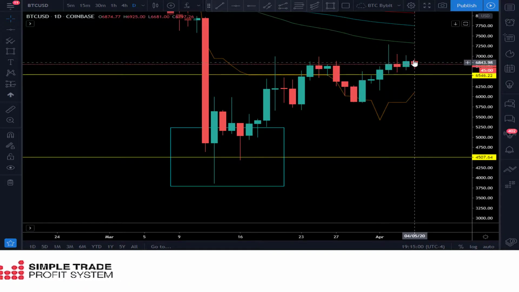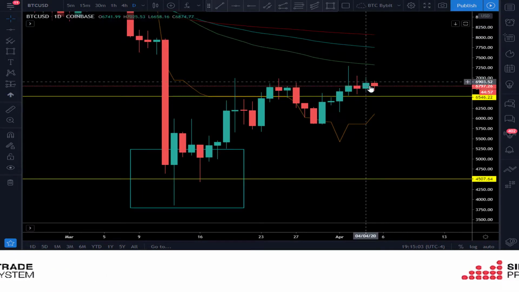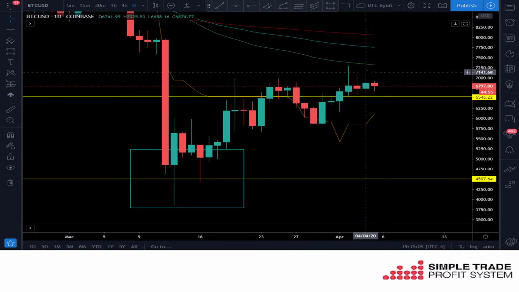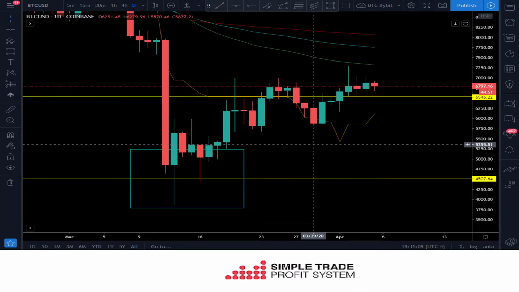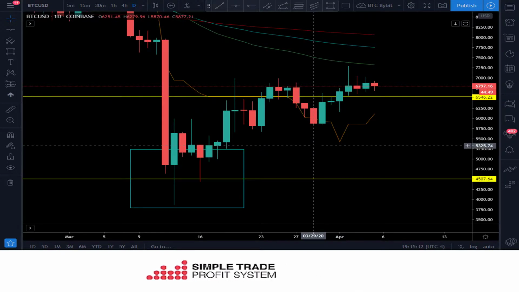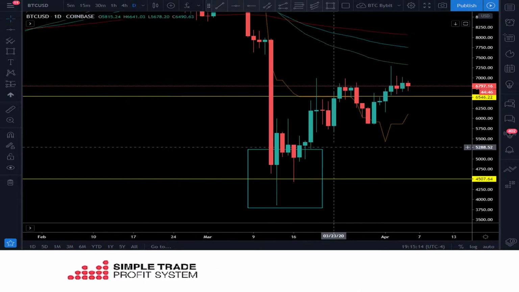And right now, I haven't got all the other ones plotted, but we're kind of sitting right on top of support. But I know there's some resistance right up here too. So we're in this area where nobody knows which way it's going to go, but it's going to make a quick move either way.